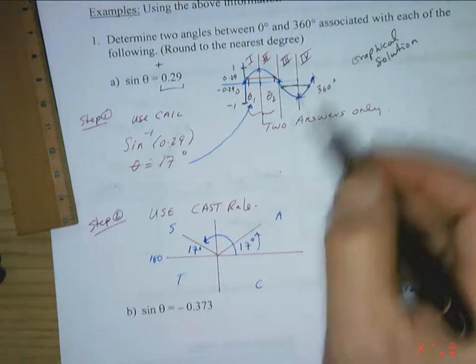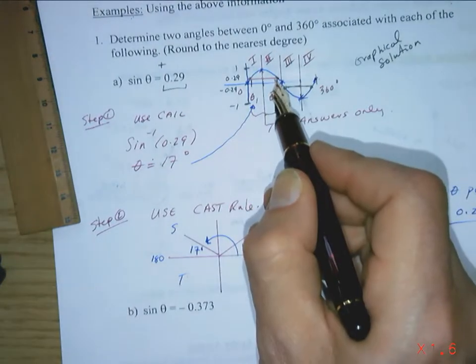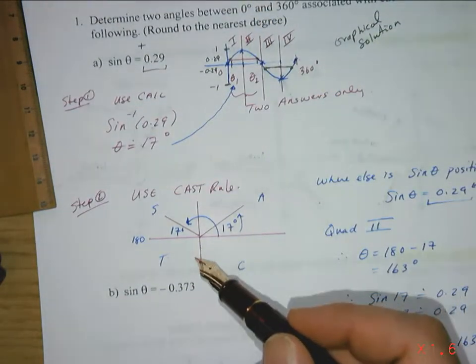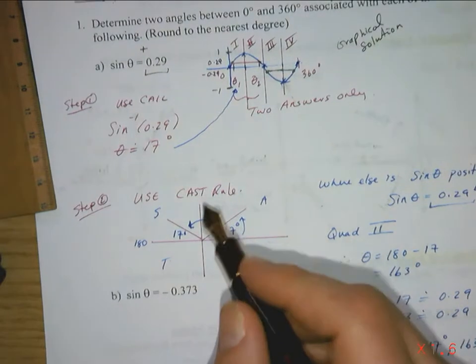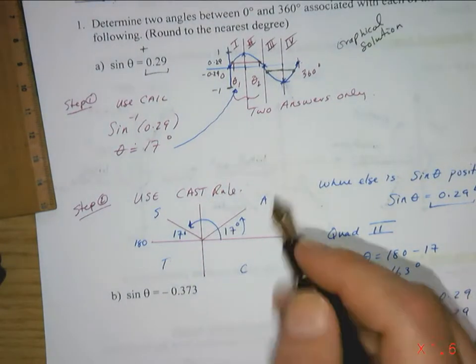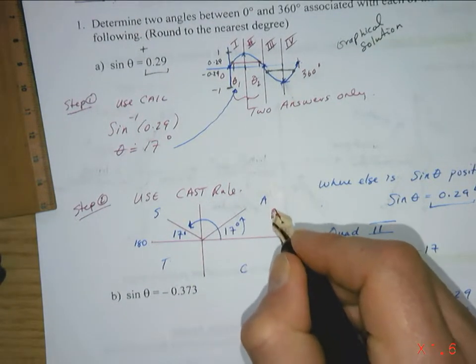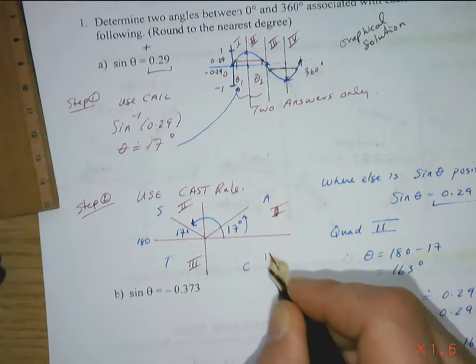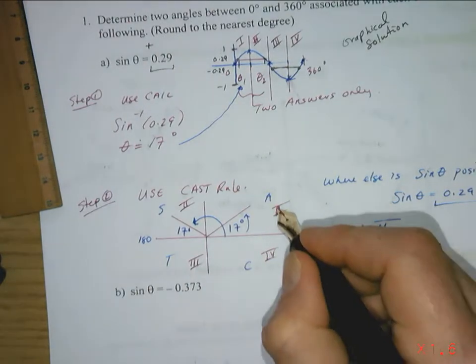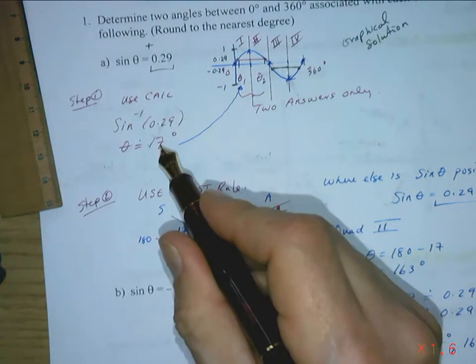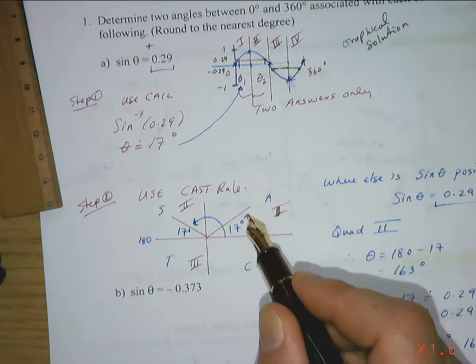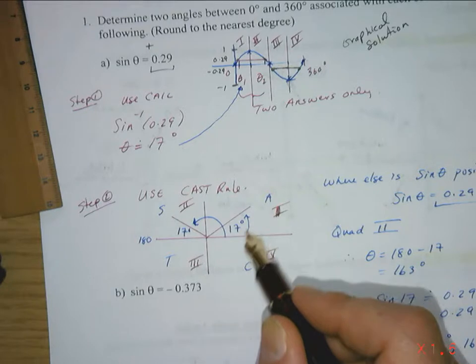So instead of drawing the graph all the time and figuring out where my other positive answer is going to be, I use the CAST rule. The CAST rule is a quick way of taking this information and putting it into a simpler way of writing it down. So I draw my axes, creating quadrant 1, quadrant 2, quadrant 3, and quadrant 4. And then I draw my first solution. So 17 degrees is right here. So coming up from the initial arm to the terminal arm, that is my first solution.